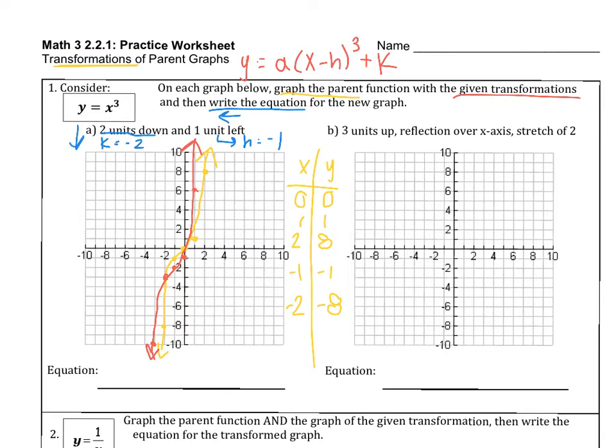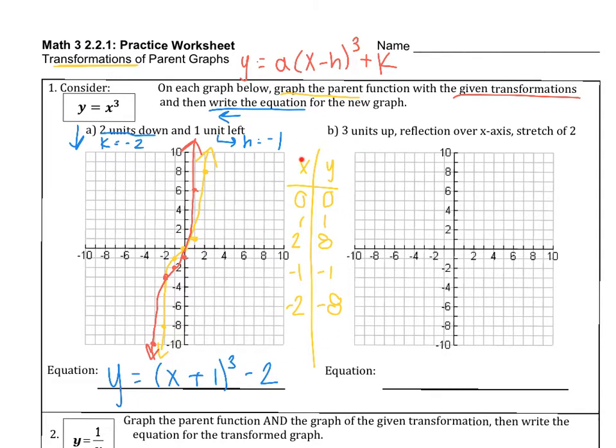So our equation would be y equals, and the value of a is just 1. So we didn't stretch this function at all. We just took it and shifted it down 2, left 1. So that would just be x minus -1, which ends up being x plus 1 cubed, and then -2 for that vertical shift down.